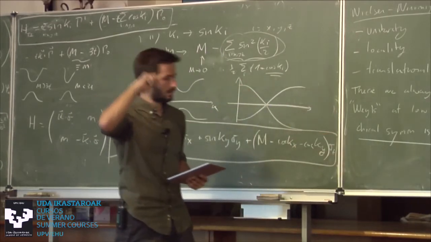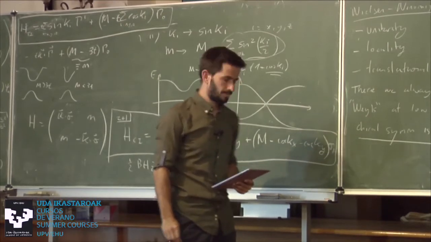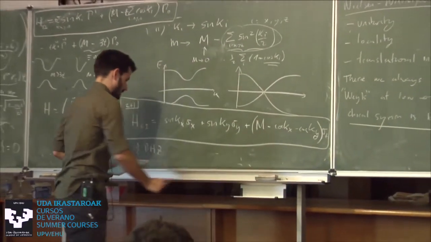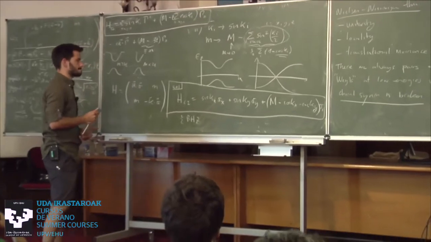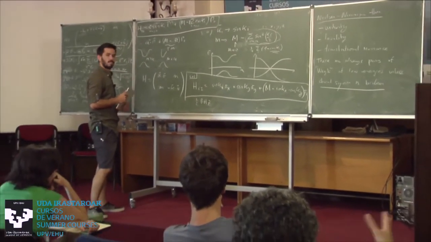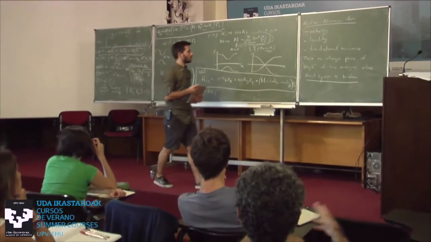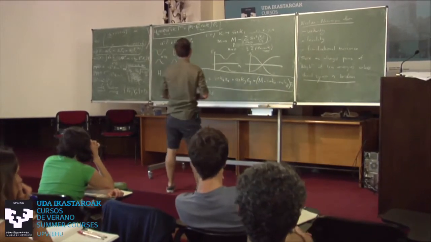I guess what I'm trying to understand is, is it not possible to write the Fourier transform of that Hamiltonian in real space as a localized Wannier representative or something like that kind of thing?